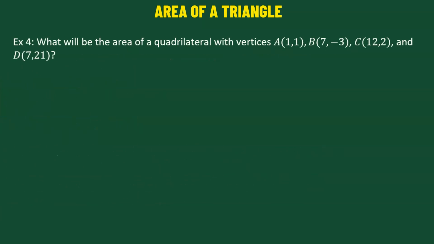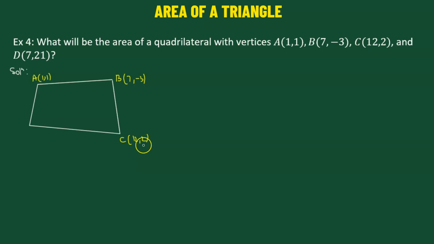So here we need to find out the area of a quadrilateral whose vertices are provided to us. So let us begin. Let us suppose we have a quadrilateral here. The quadrilateral has the vertex A with coordinate 1, 1. Then the coordinate of vertex B will be 7, negative 3. Coordinate of vertex C would be 12, 2. And coordinate of vertex D would be 7, 21. So our goal will be to find out the area of this quadrilateral.